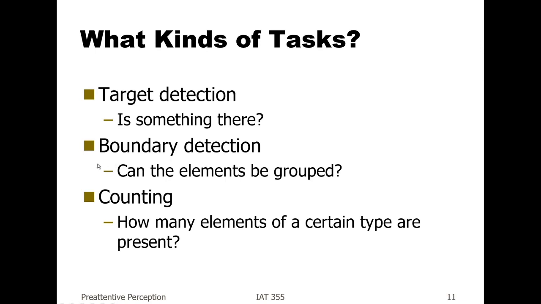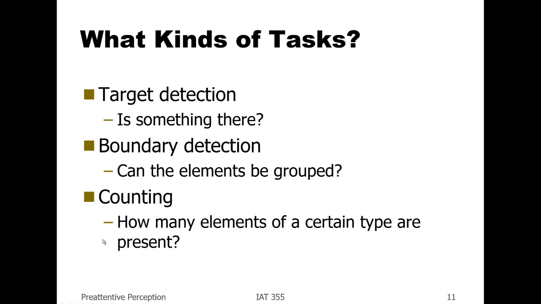Another thing that is preattentively capable is boundary detection. That is to say, can you detect that there are a number of elements that can be grouped together? And this is the kind of thing that we mean when we say we're looking for clusters. We're looking for a bunch of items, say plotted data points, that are grouped together and can be distinguished from the rest by having what seems to be a visual boundary around them.